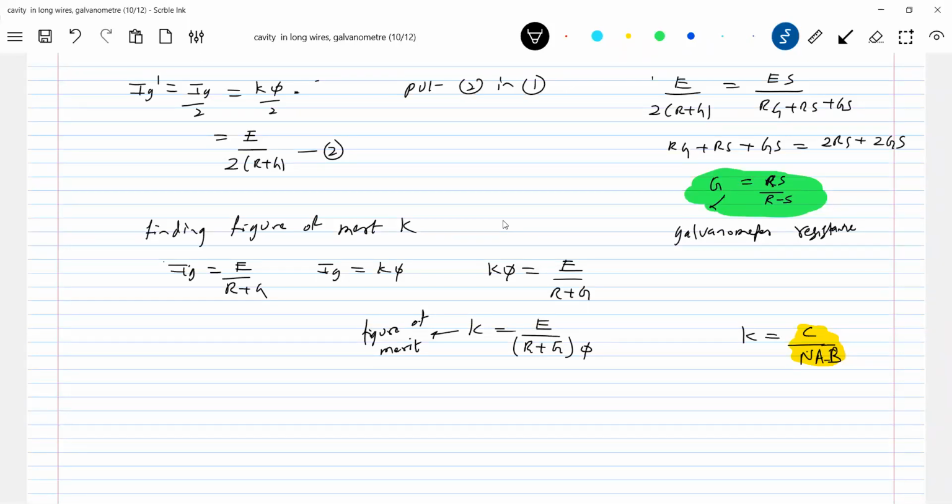Current sensitivity, how do you define it? I equal to K by theta, no? The figure of merit should be low, no? So for high current sensitivity, what should be the value of K? K should be low. Already we discussed this. So what is the preferred value? A low value is preferred for high current sensitivity.